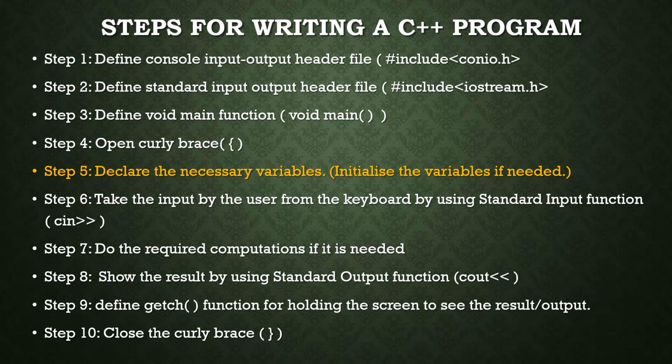Steps for writing a C++ program. Students, you remember these steps and according to these steps you try to write the programs. Step 1. Define console input-output header file. I have already discussed console input-output header file. So we can define the console input-output header file by using #include <conio.h>.